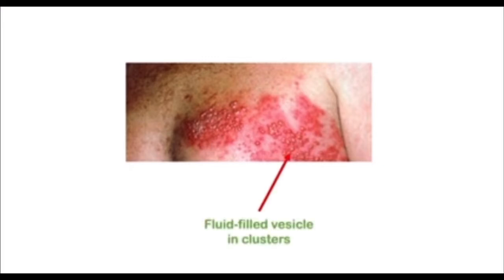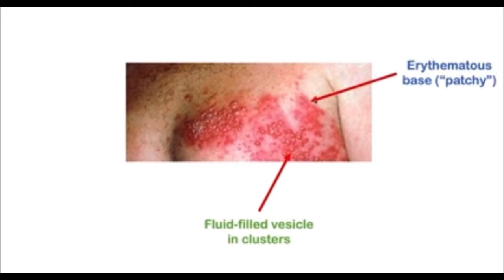So as you can see, there are fluid-filled vesicles that are generally in clusters. So they're clustered in groups. And they are all on top of an erythematous base. And the erythematous base can be described as patchy. So it's not completely filled. This dermatome is not completely filled with an erythematous base, but it's kind of patchy. So we see fluid-filled vesicles in clusters on an erythematous patchy base.